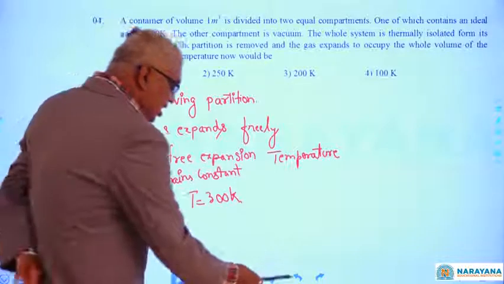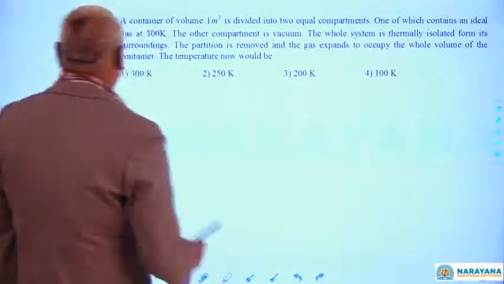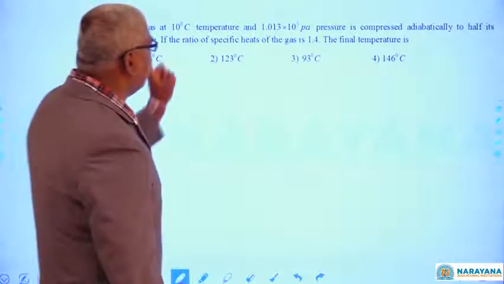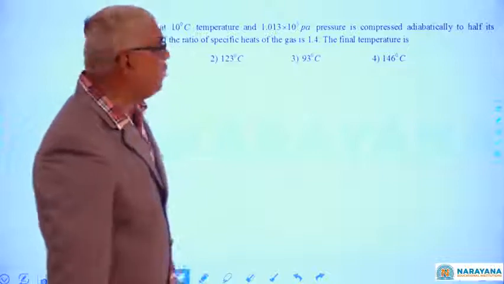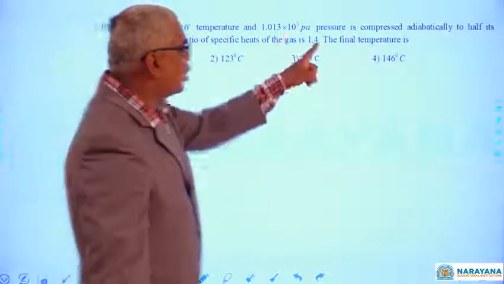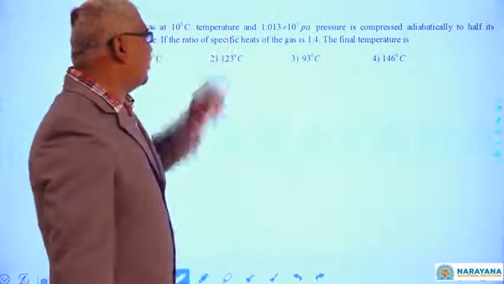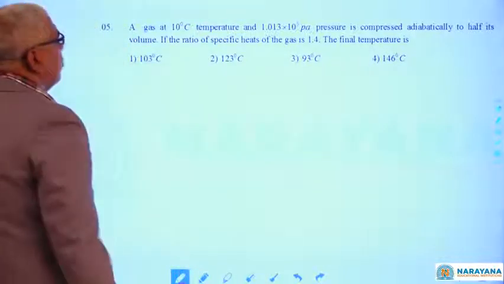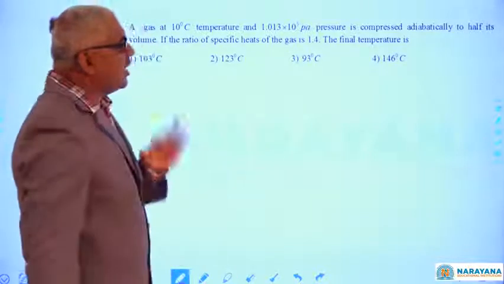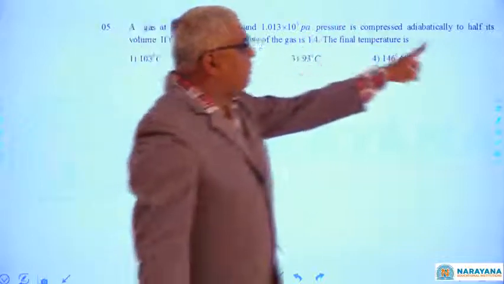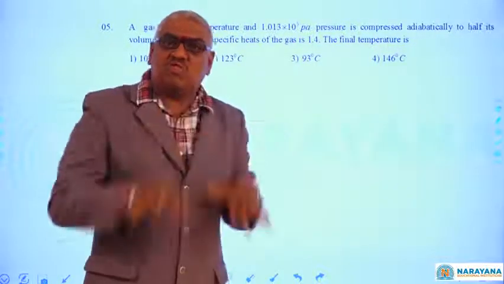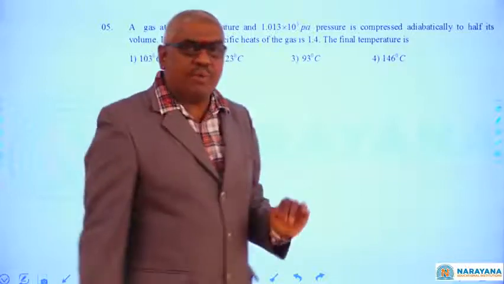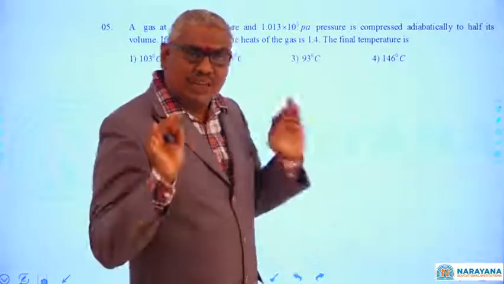Now we are entering into the fifth problem. A gas at 10 degrees Celsius temperature and 1.013 into 10 to the power of 5 Pascal pressure is compressed adiabatically to half of its volume. If the ratio of specific heats of the gas is 1.4, the final temperature is? Here the gas is compressed to half of its volume, so the volume is changing. You are given the initial temperature and asked to find the final temperature.